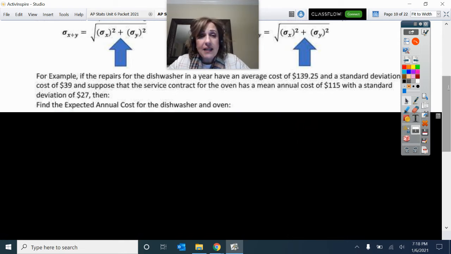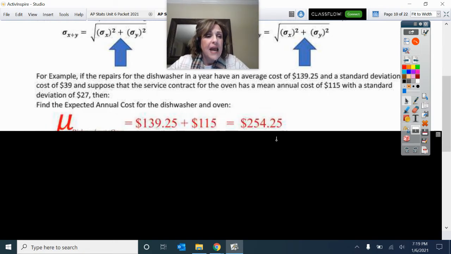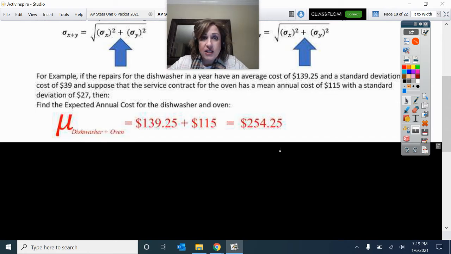So what would be the expected values? What should you, as a business owner, budget? What do you expect on average for this cost to be total between those two repair contracts? And so that is just adding those two average costs together. Okay, so there we have that average of the dishwasher plus the oven.